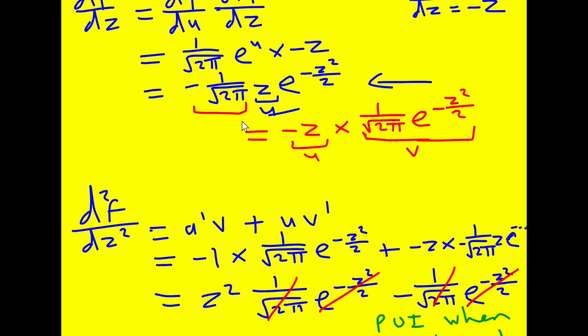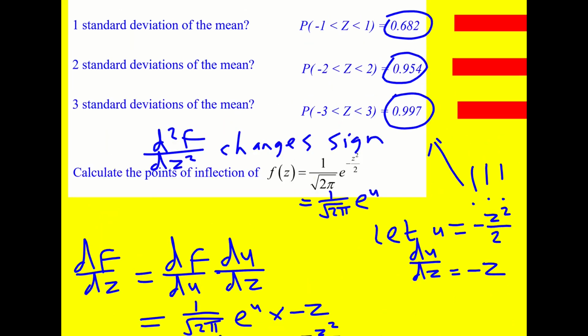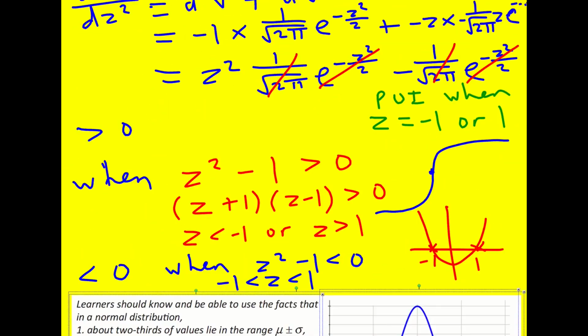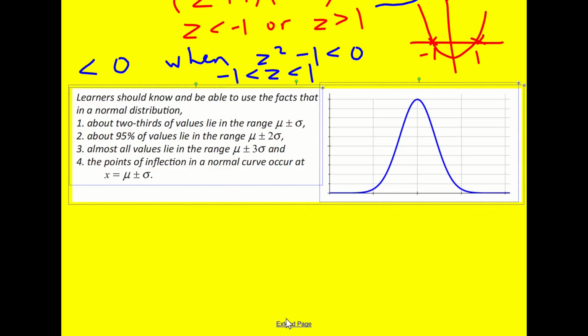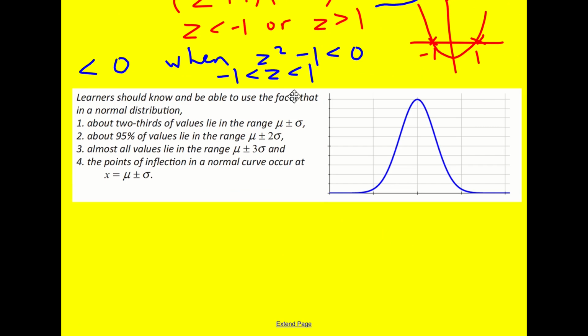So to summarize what we've just done, we've taken a little detour. We've only proven it for the standard normal distribution, but here are the facts. And this is what it says on the specification for OCR for this statistics module. Learners should know and be able to use the facts that in a normal distribution, about 2/3 of the values lie in the range mu plus or minus sigma, that's one standard deviation of the mean. About 95% within 2 standard deviations. Almost all values, that's 99.7%, within 3 standard deviations. And the points of inflection occur at mu plus or minus sigma.